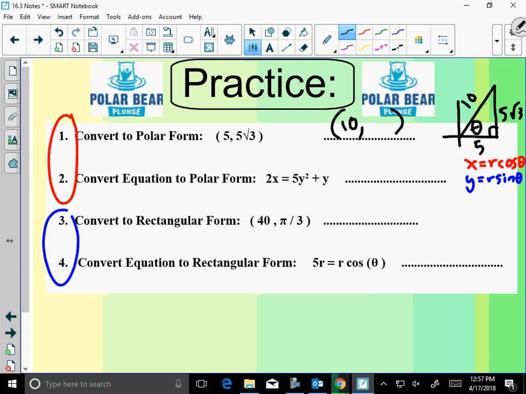That angle may or may not be recognizable, but I'm going to divide everything by 10. And that gives me a 1/2 here. That gives me a square root of 3 over 2 here. That makes theta pi over 3.